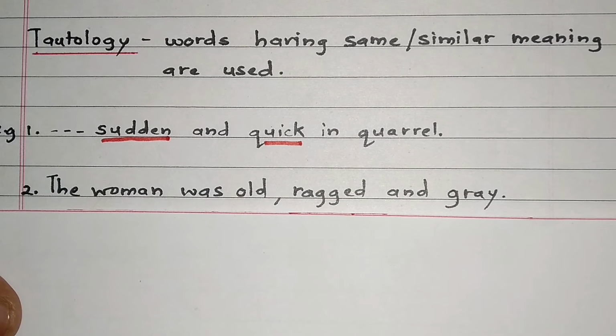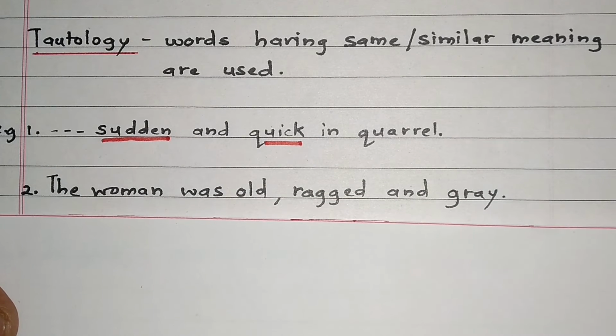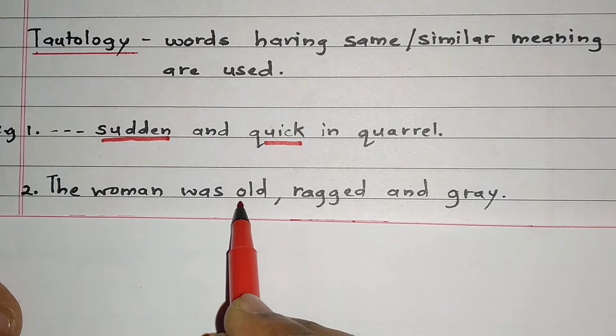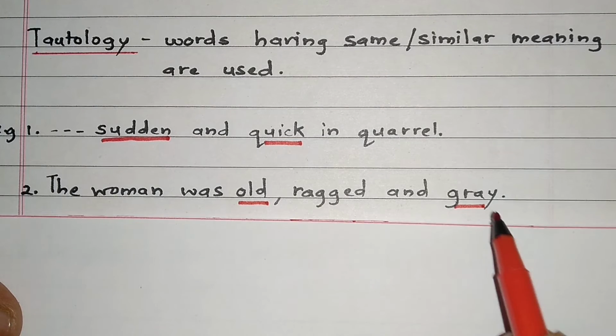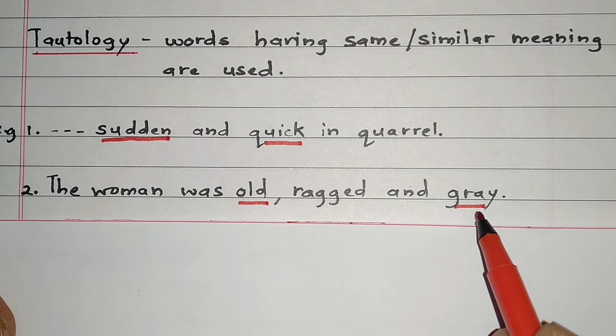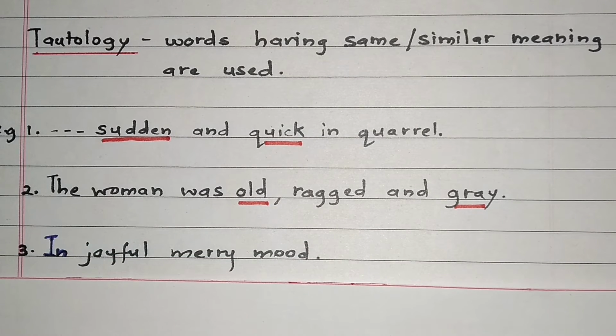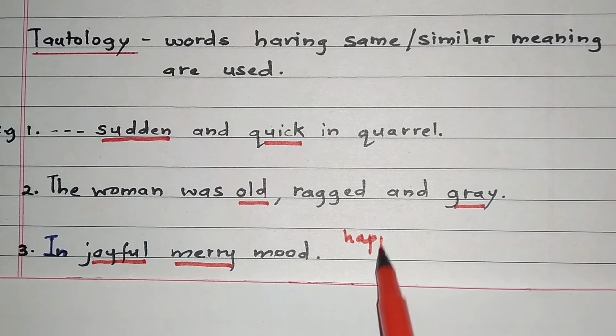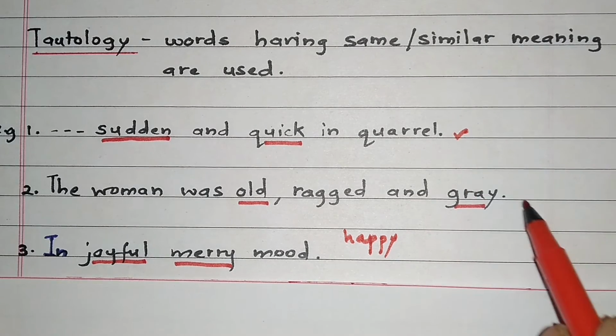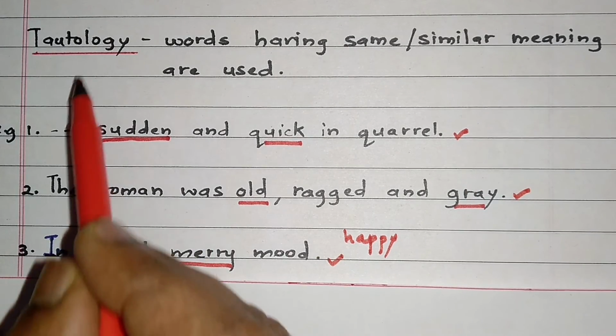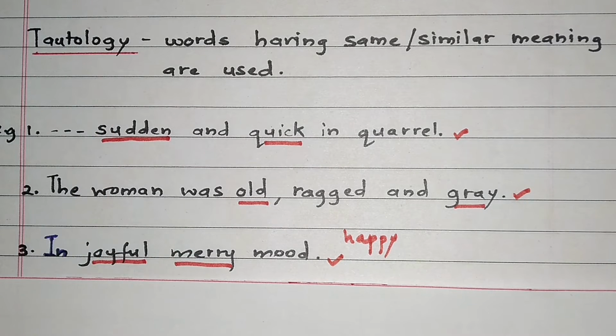Next, the woman was old, ragged and grey. Old and grey have similar meanings. Next example, in joyful, merry mood. Joyful and merry, both these words mean the same. They mean happy. And therefore, friends, in all these three examples, the figure of speech is tautology.